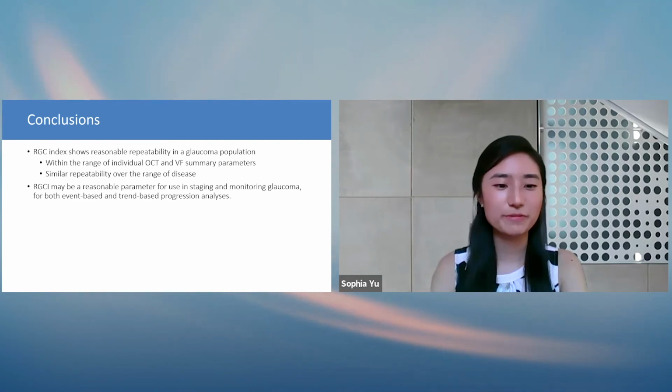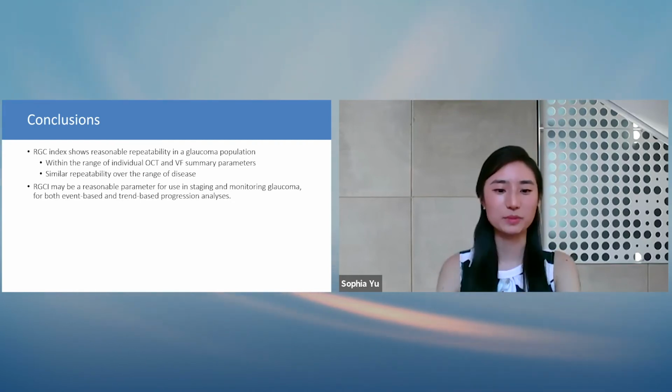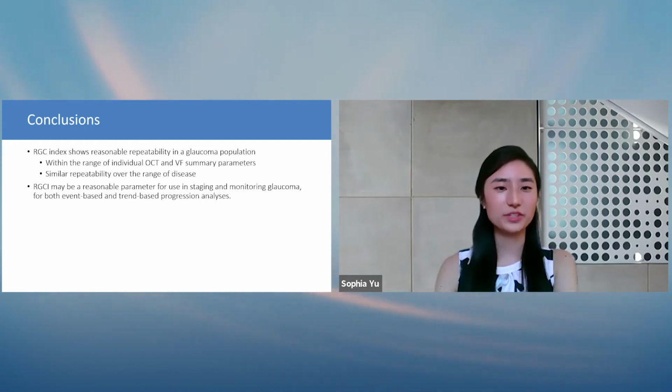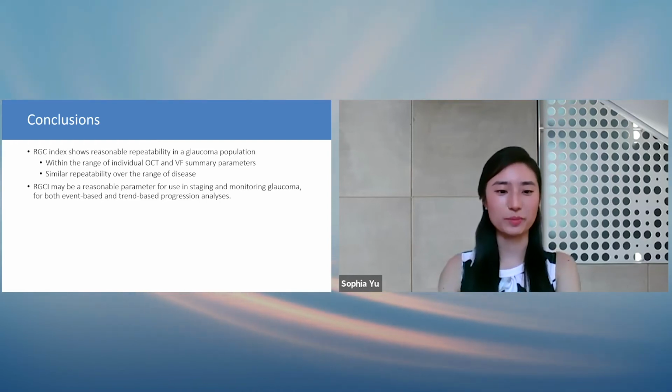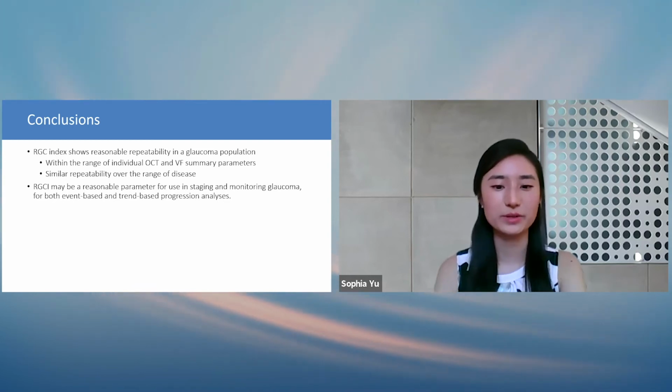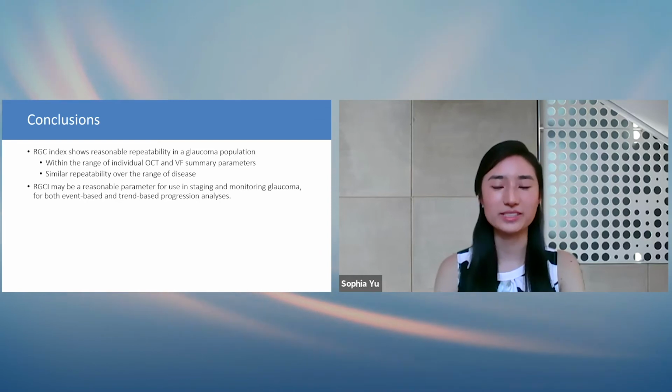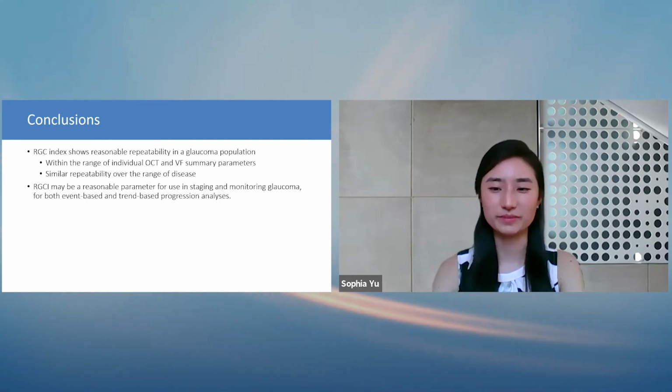In conclusion, we found that the Rgci had acceptable variability in a glaucomatous population. It was within the range of the individual OCT and visual field summary parameters and showed similar repeatability over the range of disease. Therefore, Rgci may be a useful parameter to stage and monitor glaucoma progression.